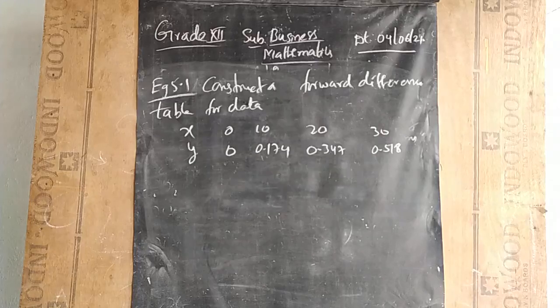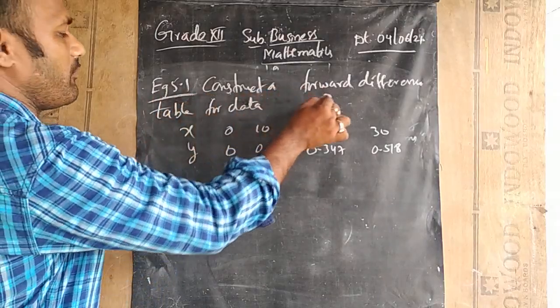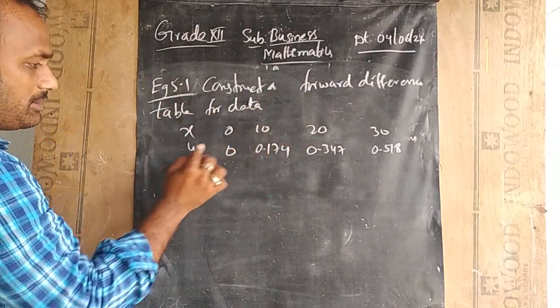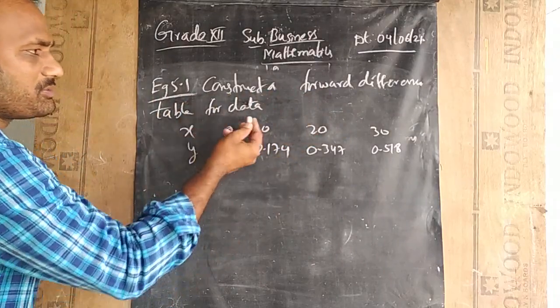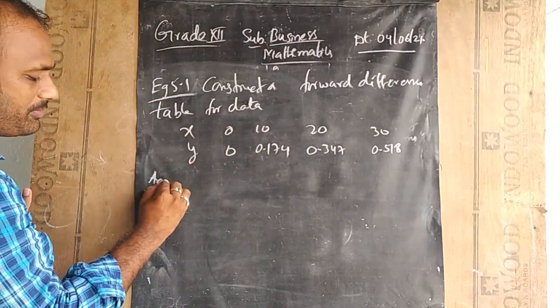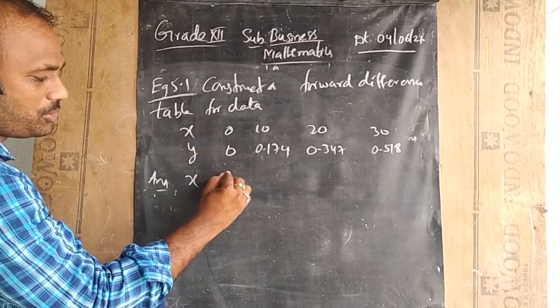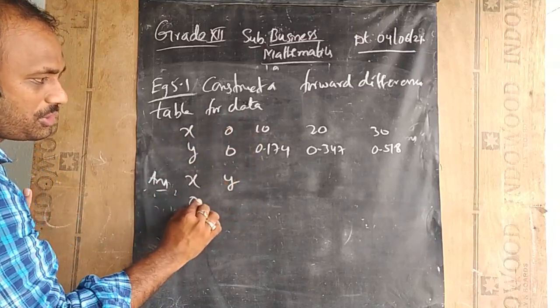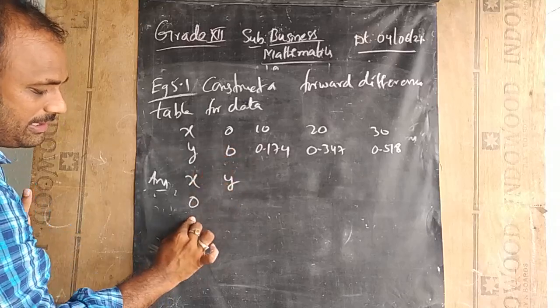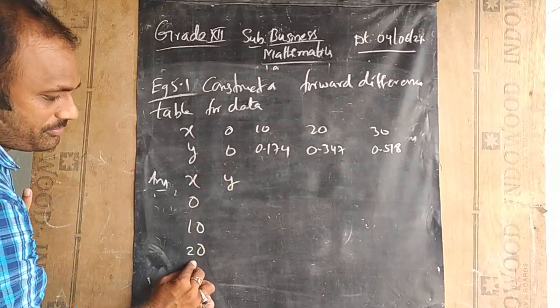Now listen to this example 5.1 question. Construct a forward difference table for the following data. Some data has been given, and for this we need to construct the forward difference table. So how to construct it here? X values, Y values: we need to write 0, 10, 20, 30.